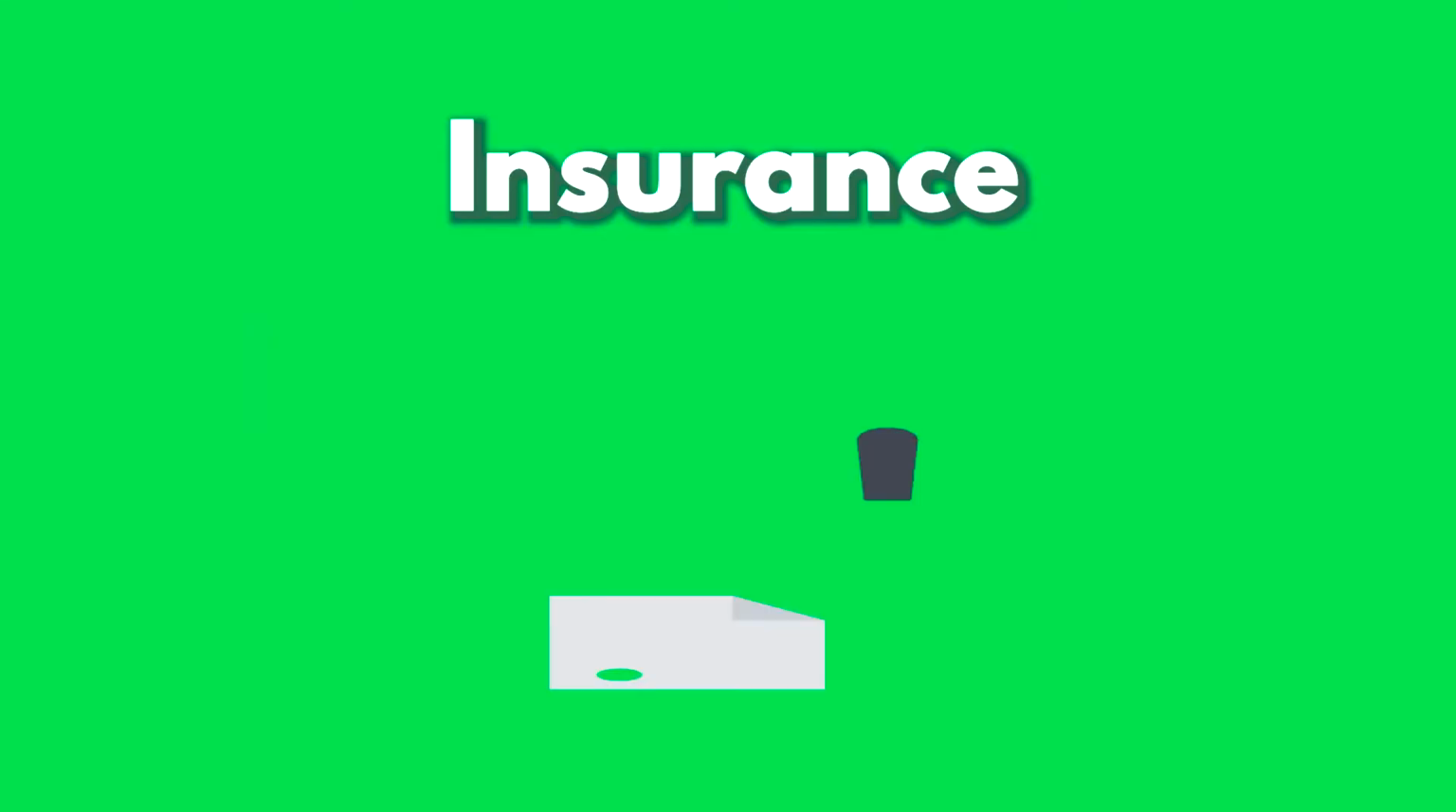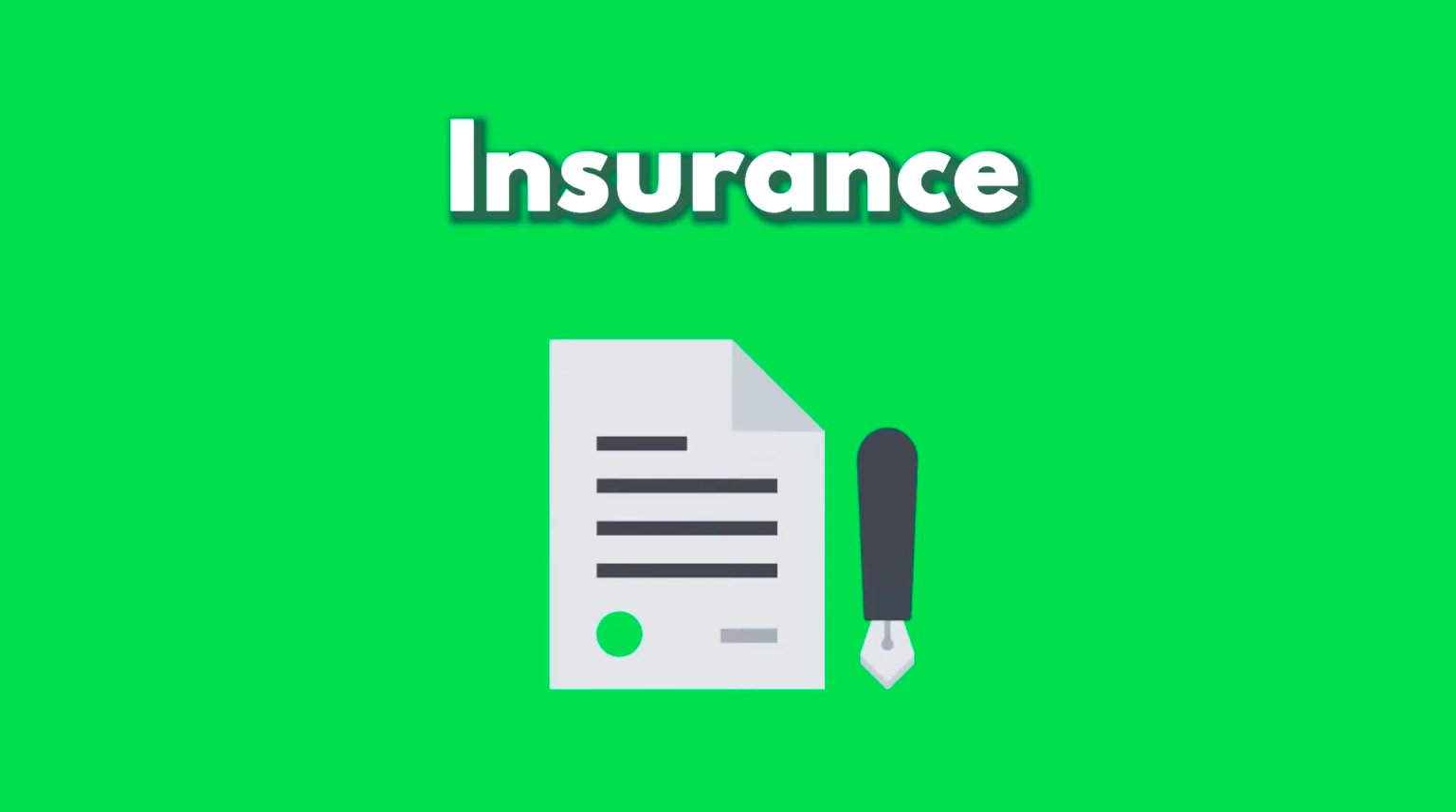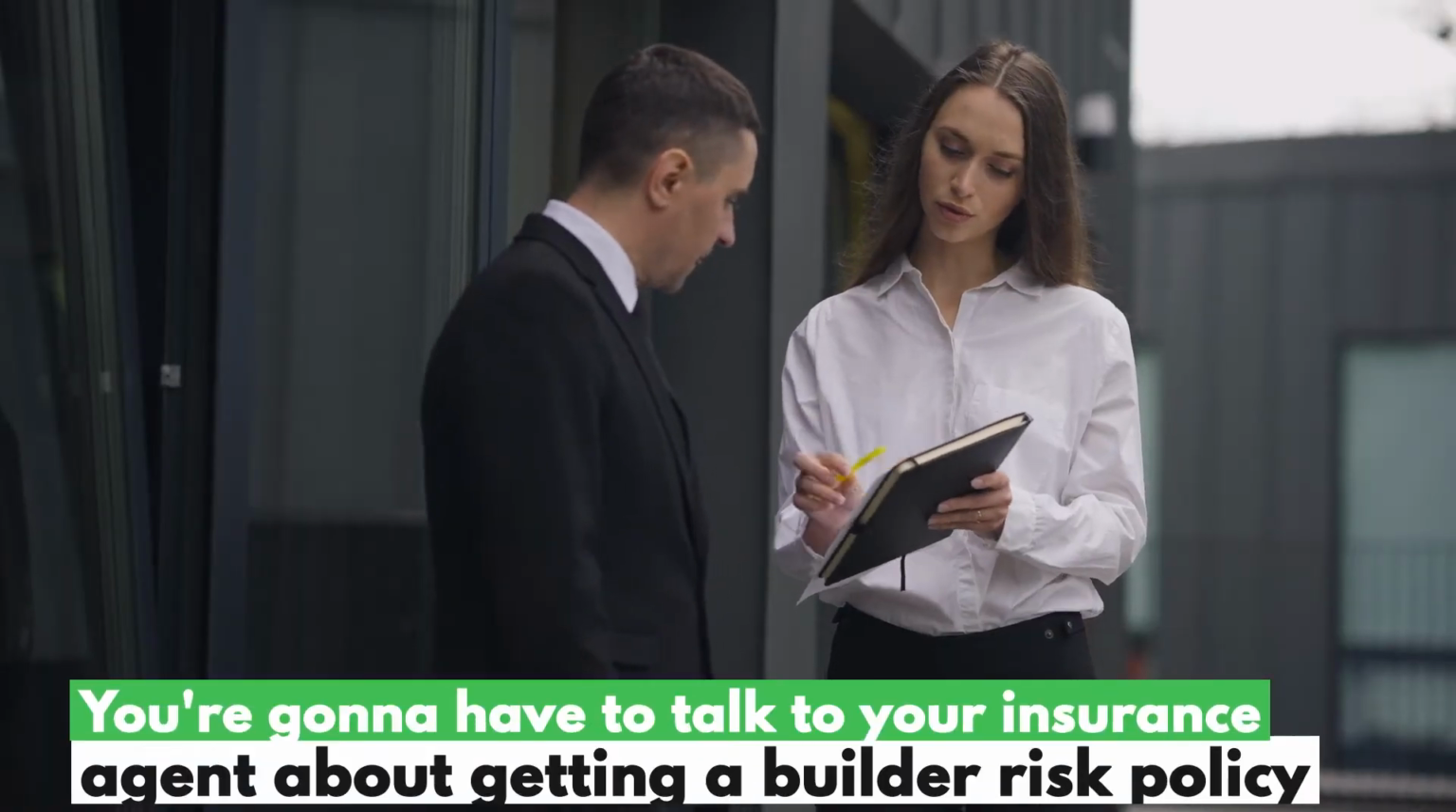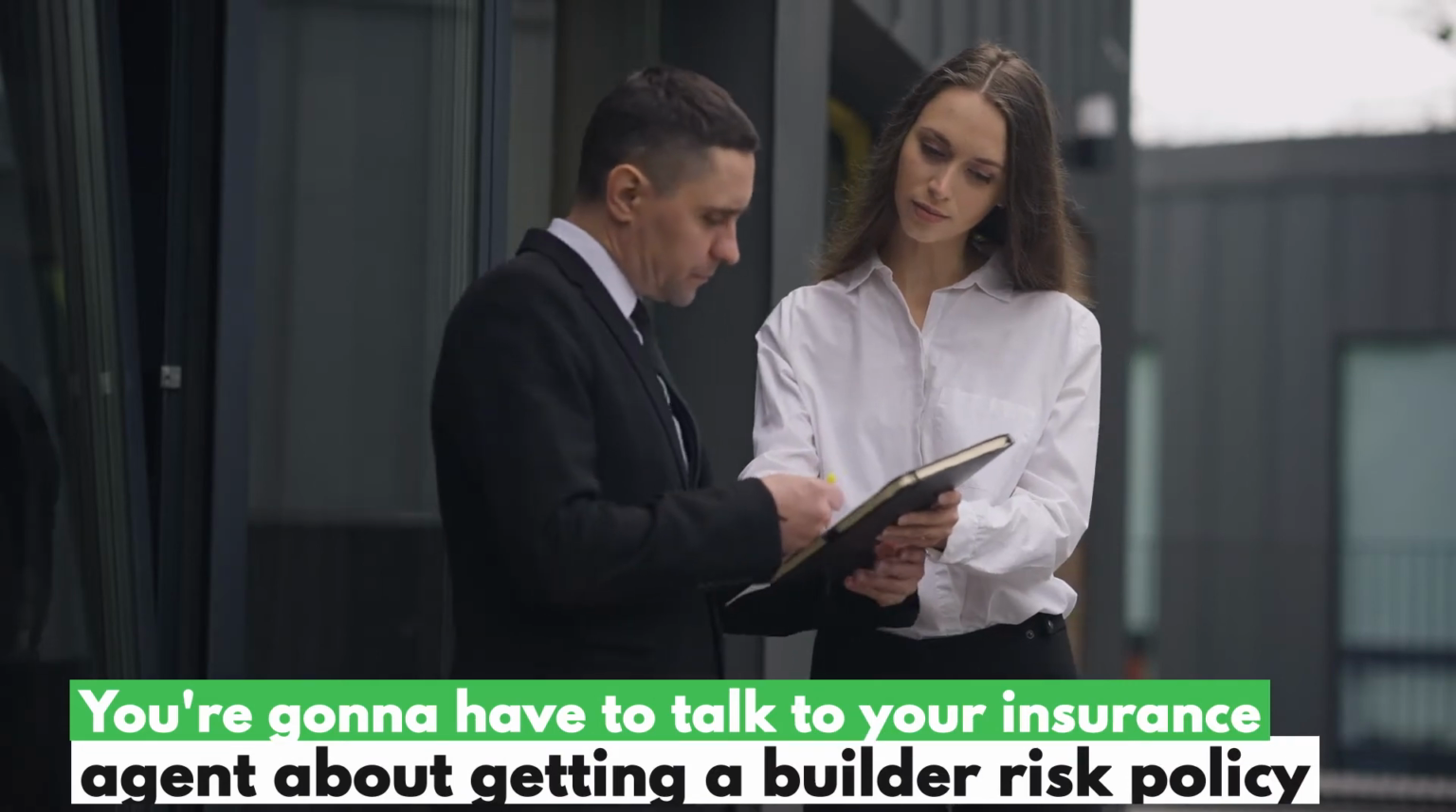And finally, the last component that I think you need to think about, and this could potentially be qualified as a soft cost rather than a holding cost, depending on how you look at it, is insurance. There are two buckets for insurance. First, there's your typical property insurance, which is just the insurance policy for the property, like any standard homeowner's insurance. But if you're doing some serious construction, it becomes a little more complex. You're going to have to talk to your insurance agent about getting a builder's risk policy.